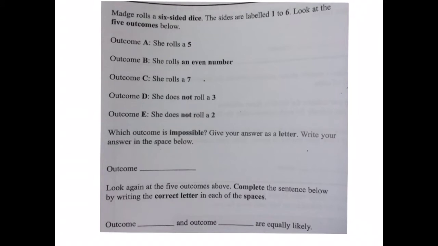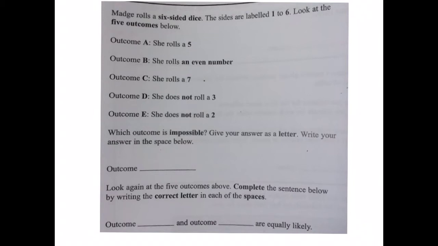Madge rolls a 6-sided dice. The sides are labelled 1 to 6. Look at the 5 outcomes below. Outcome A, she rolls a 5. Outcome B, she rolls an even number. Outcome C, she rolls a 7. Outcome D, she does not roll a 3. Outcome E, she does not roll a 2. Which outcome is impossible? Give your answer as a letter. Write your answer in the space below.